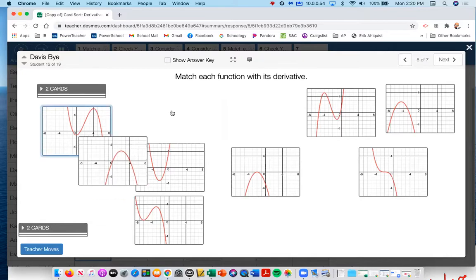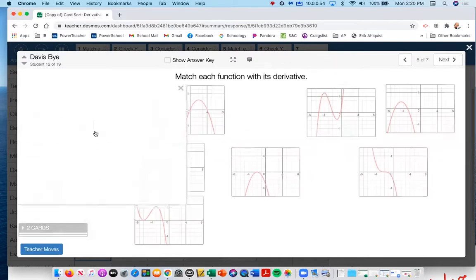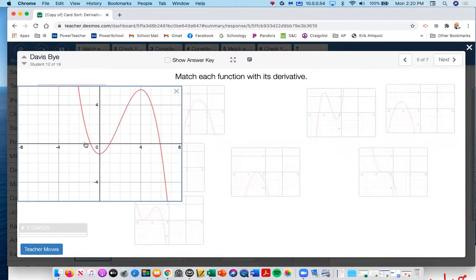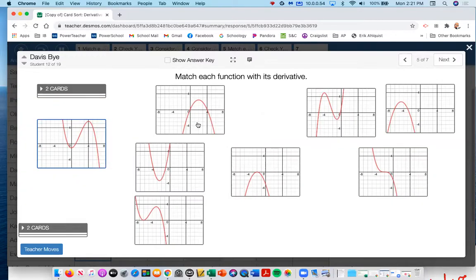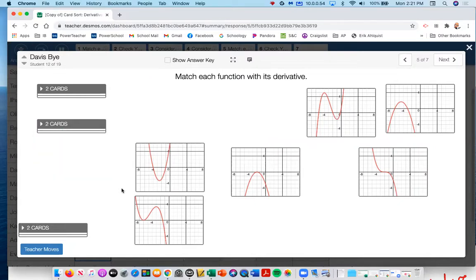So look at this one. If you drew tangent lines to this one right here, they would be negative tangent lines, then positive tangent lines, then negative tangent lines. Does that make sense? Yeah. So we need a graph that goes from negative to positive at 0 and positive to negative at 4. Which would be this one. Yeah, now those go together, and then you keep on going from there.